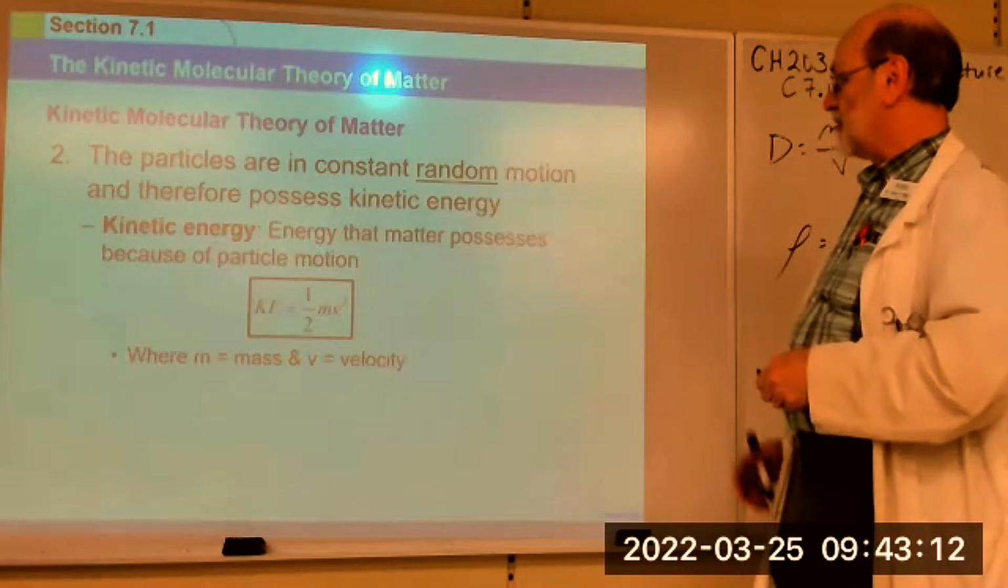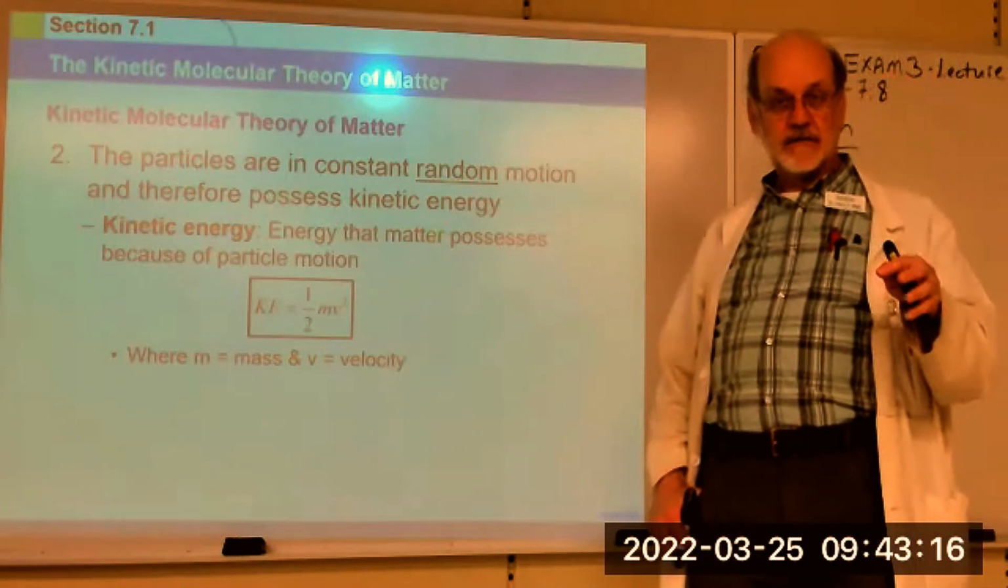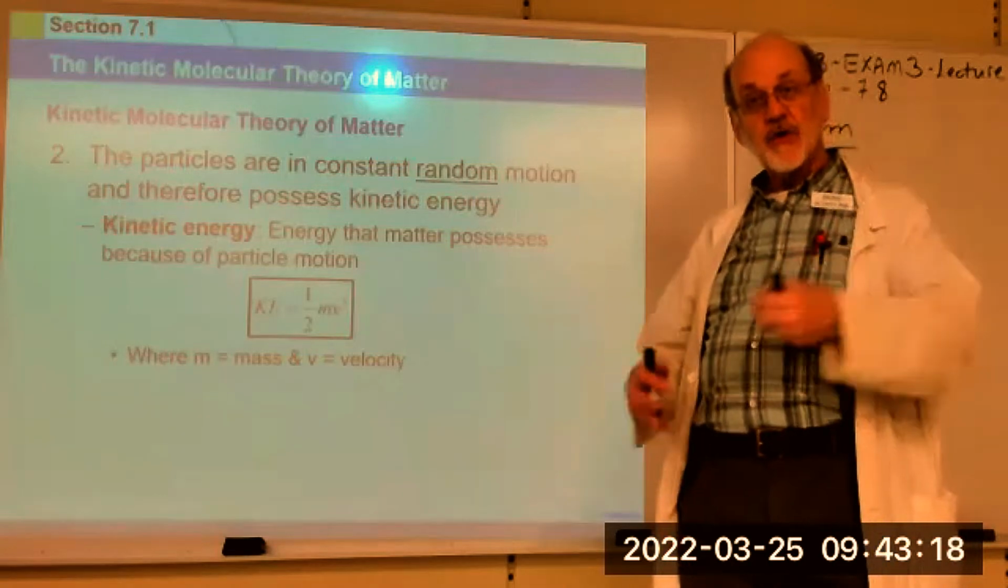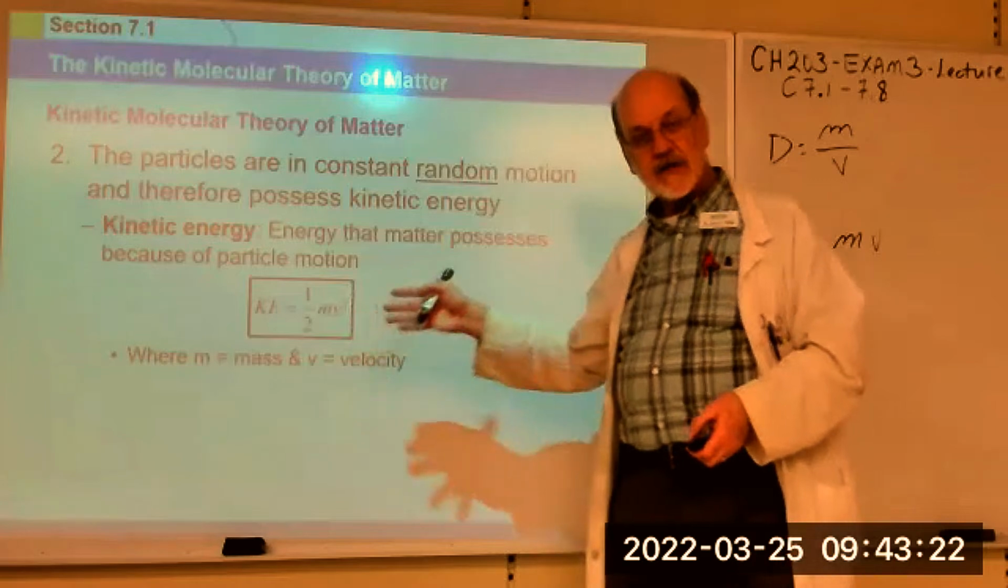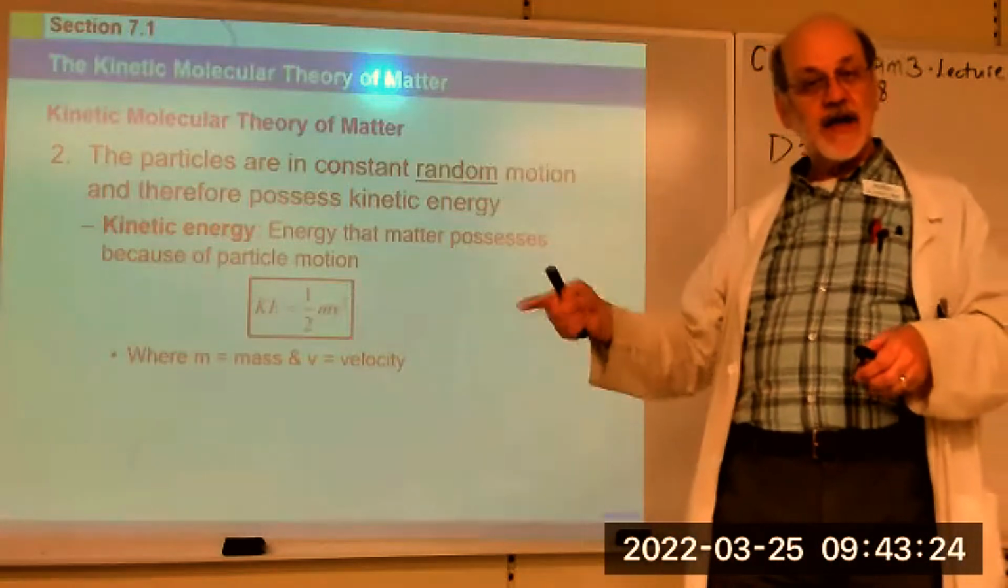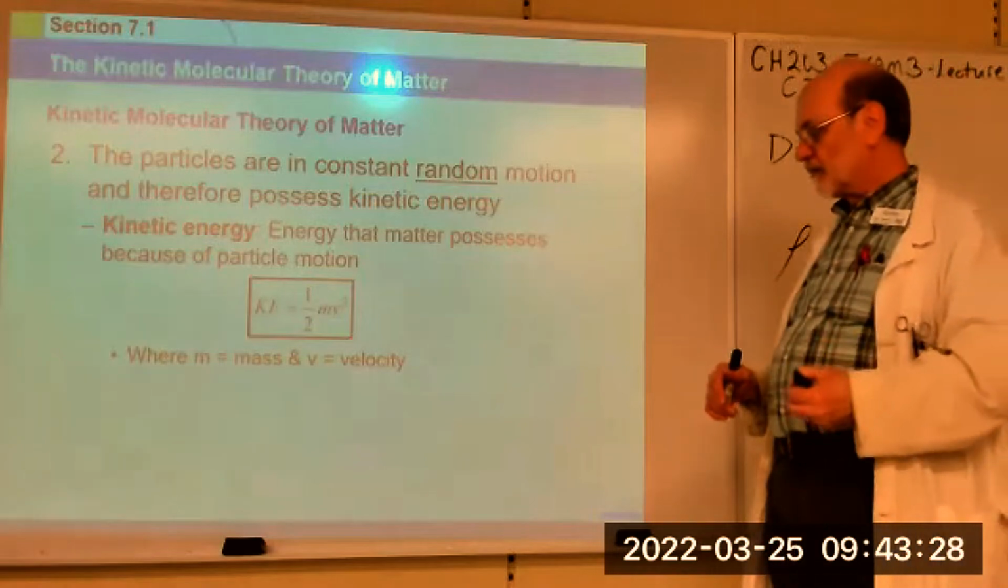We can say that they're in random motion and they have kinetic energy, right? Because they have mass and they're moving. And we use this particular formula: kinetic energy equals 1/2 mass times velocity squared. So every particle has kinetic energy.